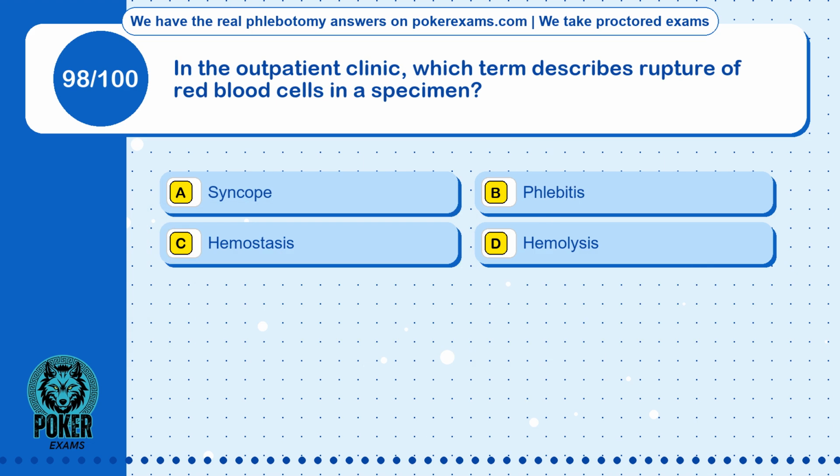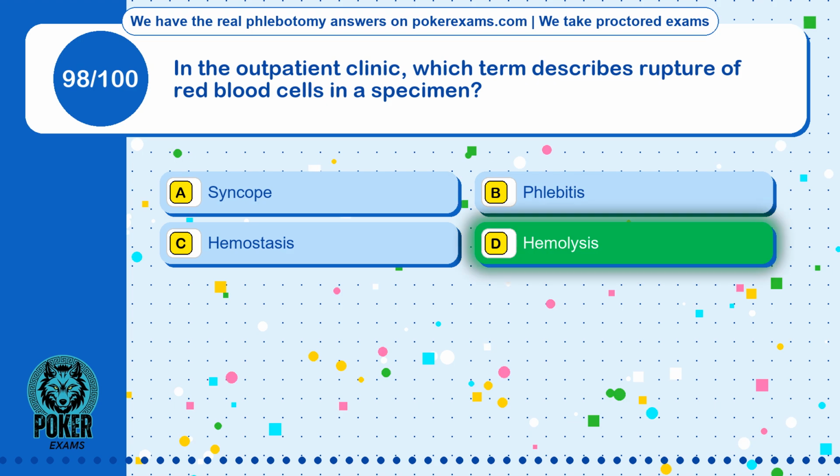Question 98. In the outpatient clinic, which term describes rupture of red blood cells in a specimen? Option A, syncope. Option B, phlebitis. Option C, hemostasis. Option D, hemolysis. The correct answer is option D.